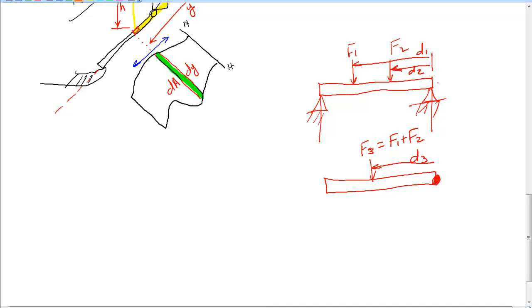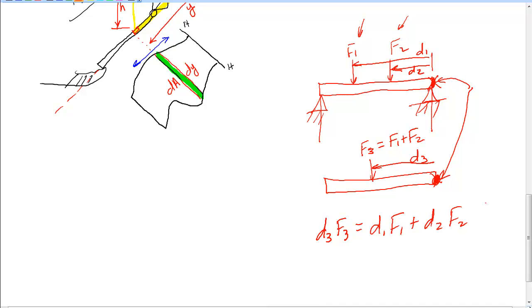Well, pick any spot. Just so happens I picked the right end. You could pick the left end or somewhere in the middle. These two loads together must create the same moment about whatever spot I picked. Here's my spot I picked. This one must create the same moment that that one does, which means that D3 times F3 is equal to D1 F1 plus D2 F2.